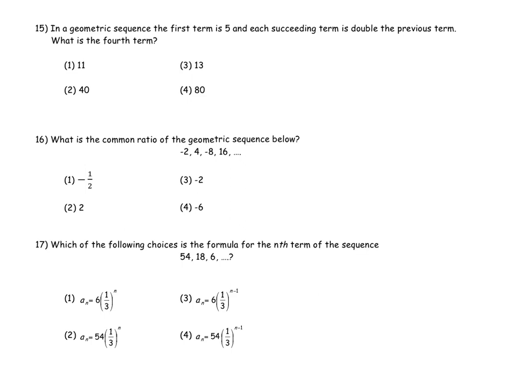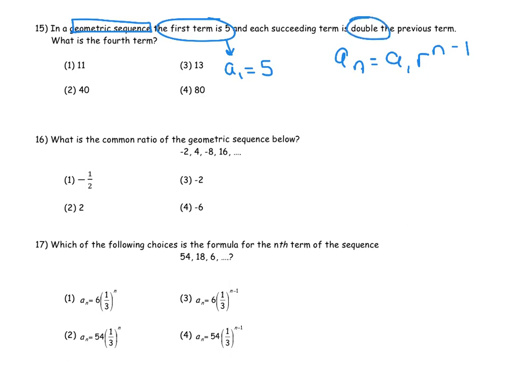Before we do anything, we need to recall the formula for a geometric sequence. Remember, on the Regents exam, they will not give this to you, so you need to know a sub n is equal to a sub 1 r to the n minus 1. That's our formula. We know the first term is 5, so a sub 1 is 5. Each succeeding term is double, so r is going to equal 2, because everything is being multiplied by 2.